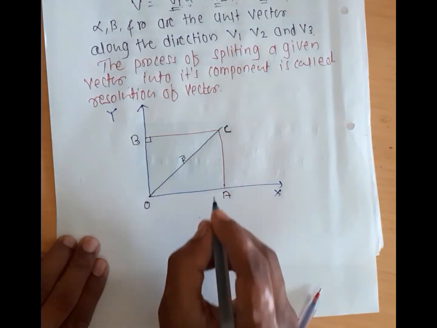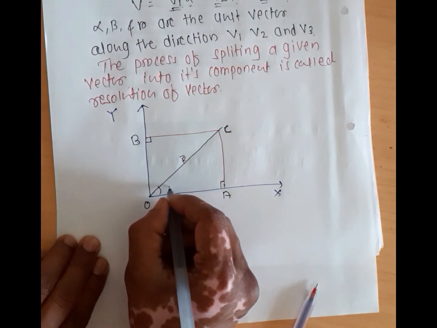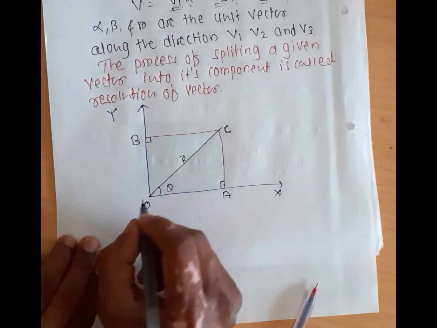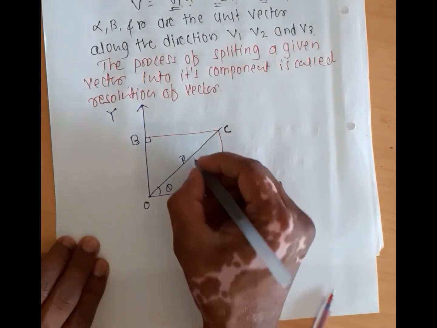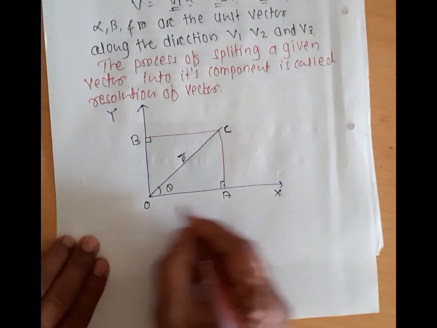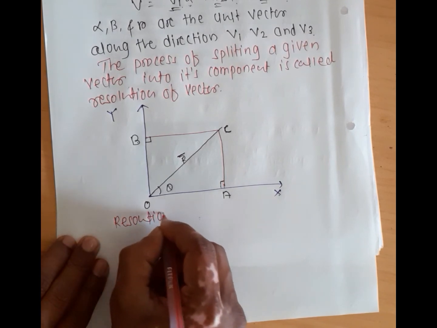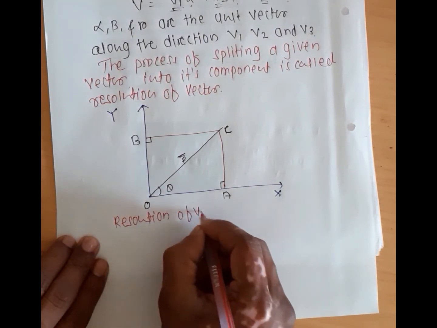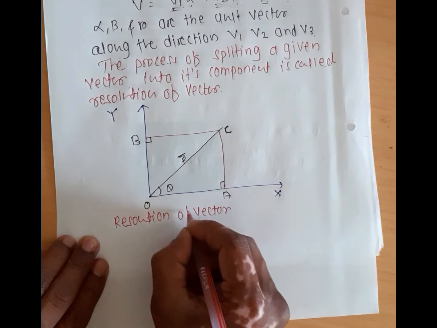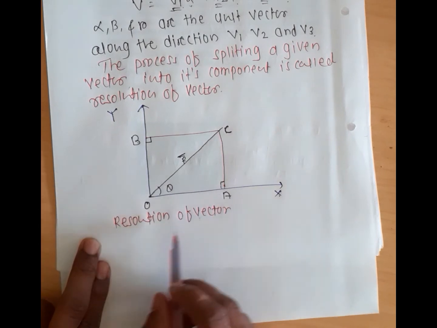And this is R bar. Here right angle triangle, here also right angle triangle, here some angle is theta. Okay, and this is R bar. Okay, so this is the resolution of vector. How to split these vectors? The name of that figure is what? That is resolution of vector. Okay, so let us see this diagram to find out its considerations.